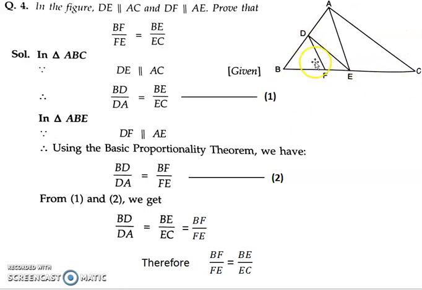Next, DF is given parallel to AE. So that means AE must be one of the sides of the triangle now. So the triangle is ABE. It is given DF is parallel to AE. So by the basic proportionality theorem, I have BD by DA is equal to BF by FE. Now equate 1 and 2 and you will get the required result.